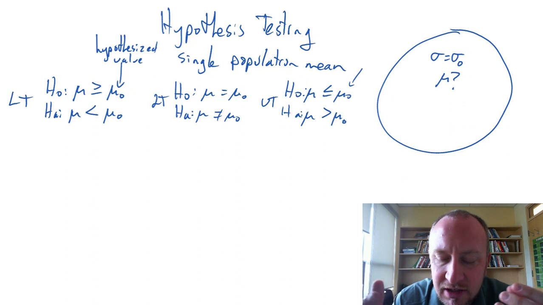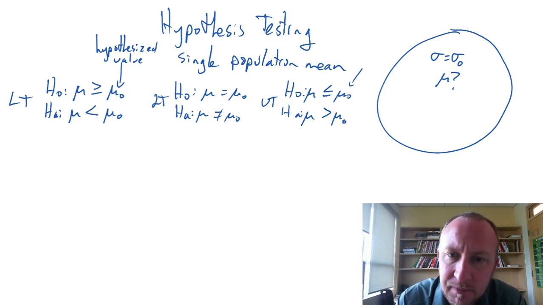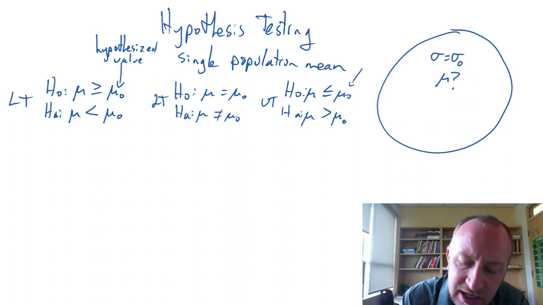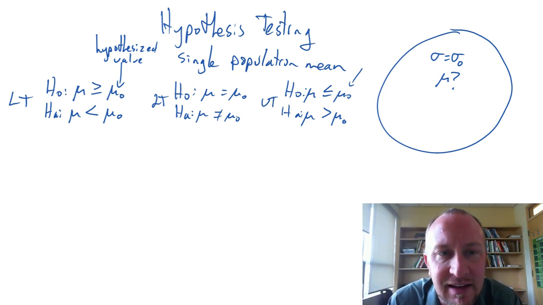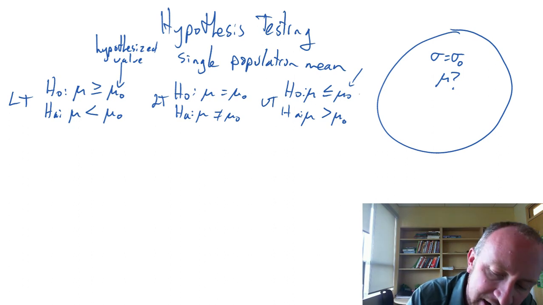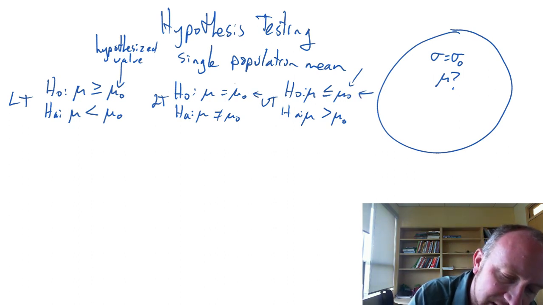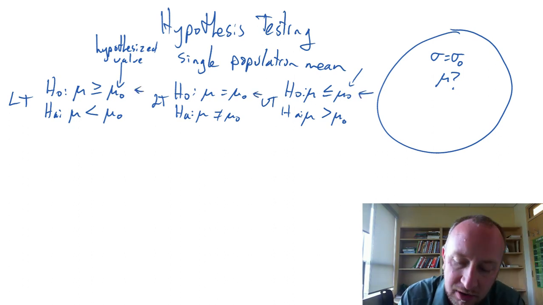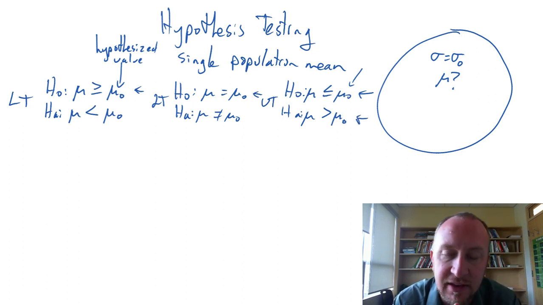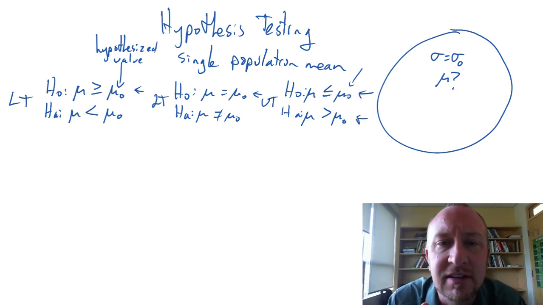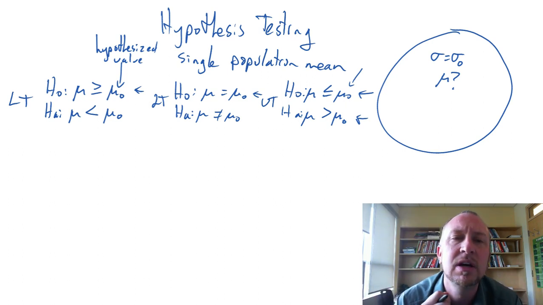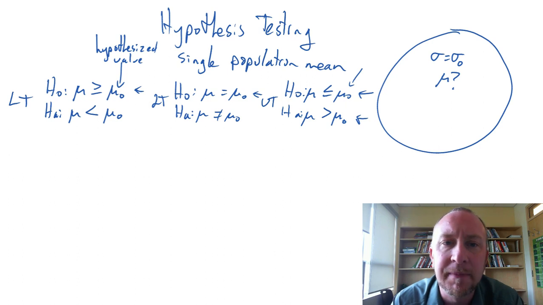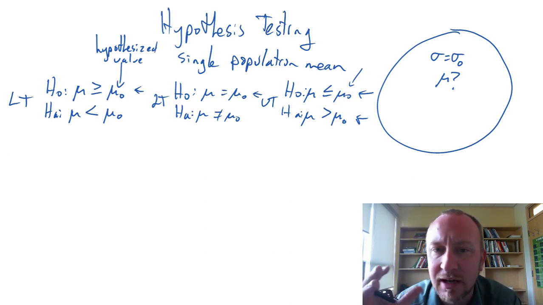So what we're going to be doing is taking a sample from this unknown population and determining whether or not the information contained in that sample supports either the statements given in the null hypothesis or the statements given in the alternative hypothesis. So do I have evidence to support that the null hypothesis is true, or do I have evidence to support that the alternative hypothesis is true? And these are always just two competing statements.